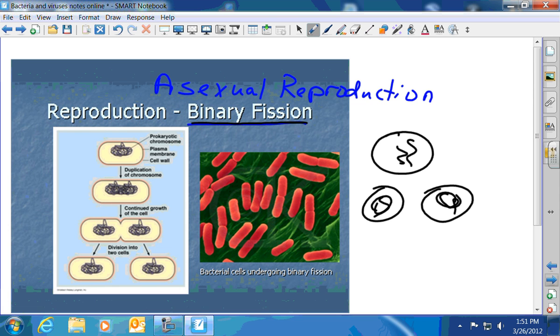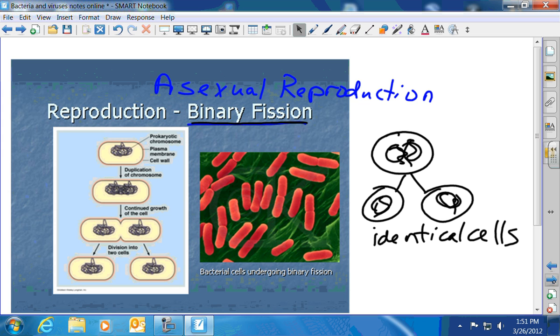different, I better make these circular, hadn't we? Okay, into two cells. Each cell is identical. Identical cells. And that is called binary fission.